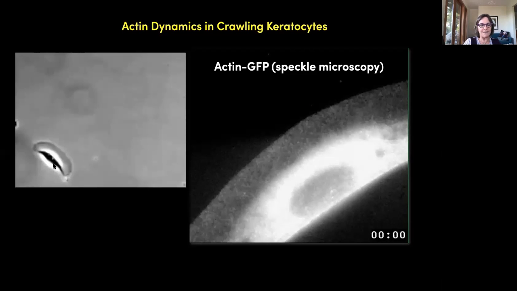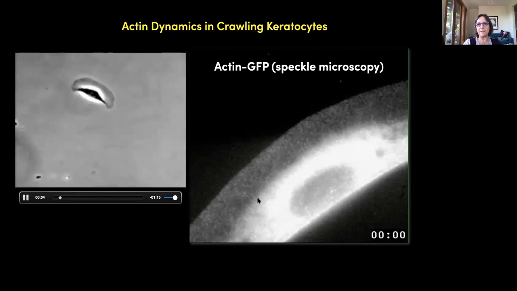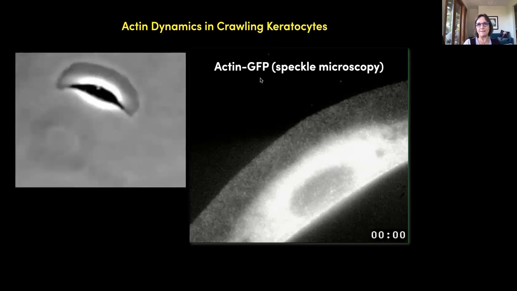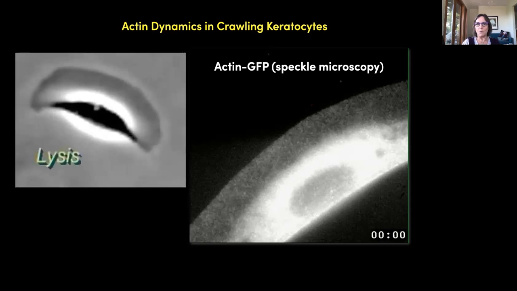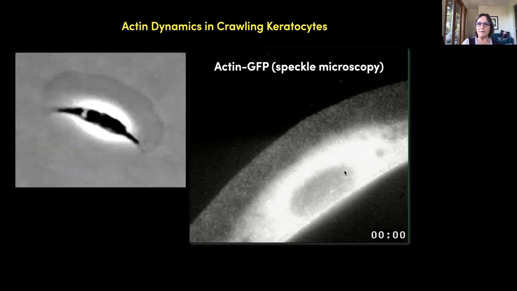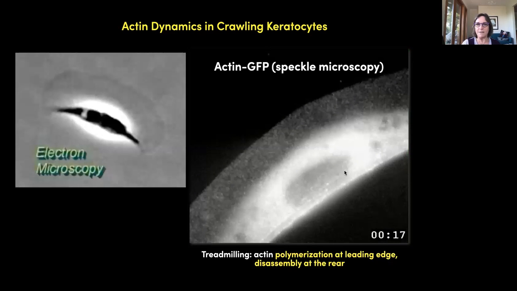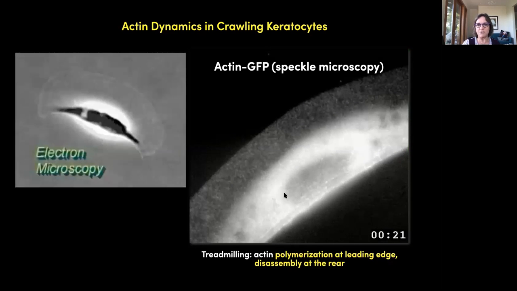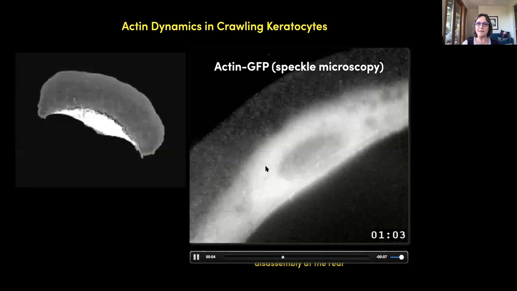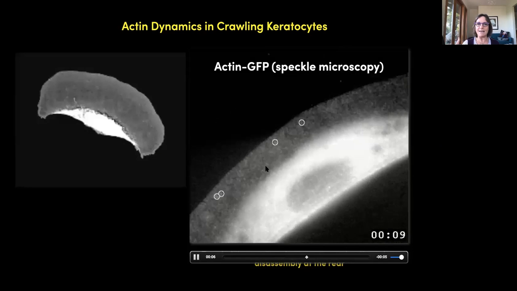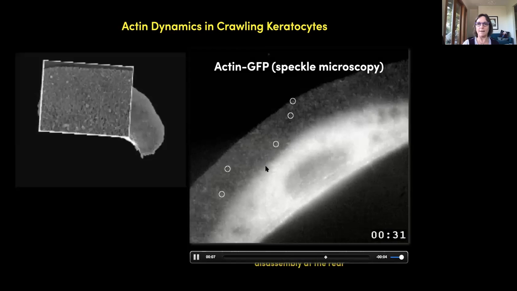So I showed you a cell like this earlier. This is a keratocyte crawling along the surface. And this is the same type of cell, but in this case, it's been labeled with GFP actin. I'll describe what's going on here in a second, but this allows researchers to actually study what happens to actin filaments as the cell is moving forward.